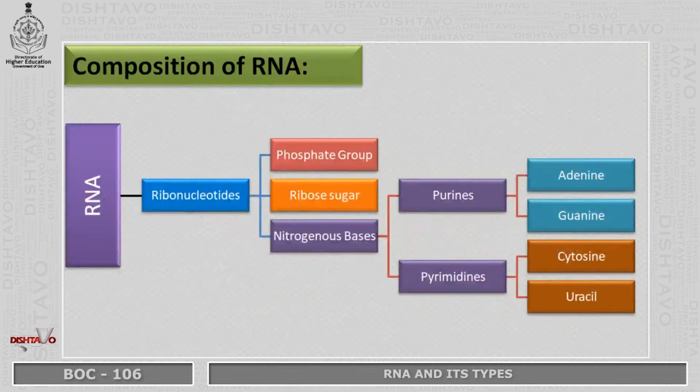Composition of RNA. RNA is a biopolymer of ribonucleotides. Each ribonucleotide consists of three important molecules, that is phosphate group, ribose sugar and nitrogenous bases. Nitrogenous bases are of two types, that is purines and pyrimidines. Purines are of two types, that is adenine and guanine, and pyrimidines are of two types, that is cytosine and uracil.